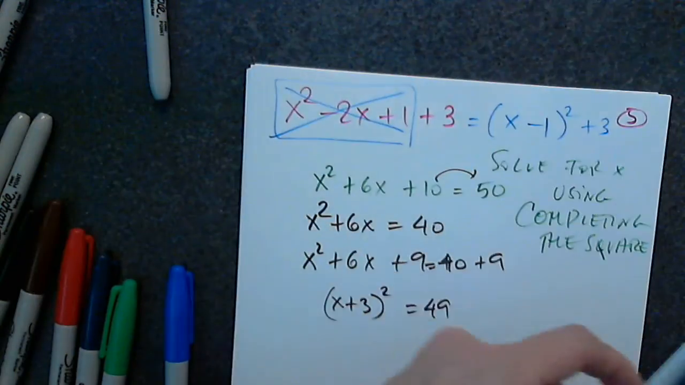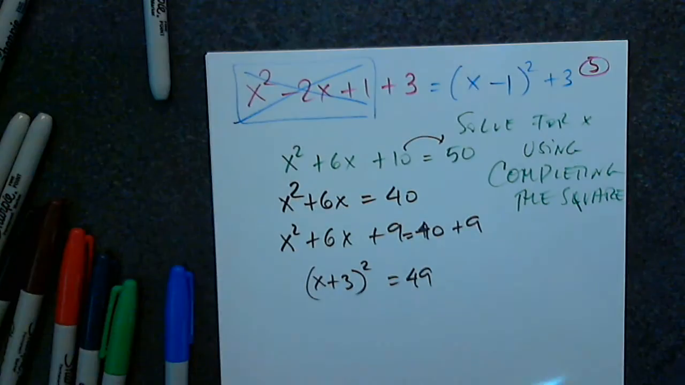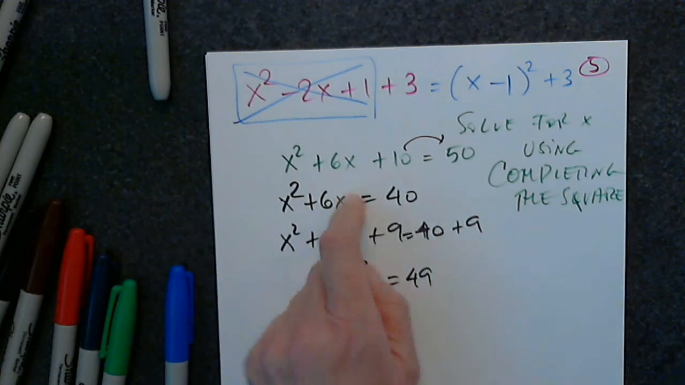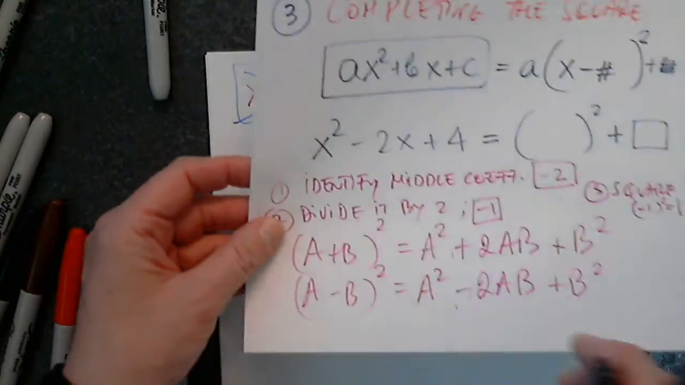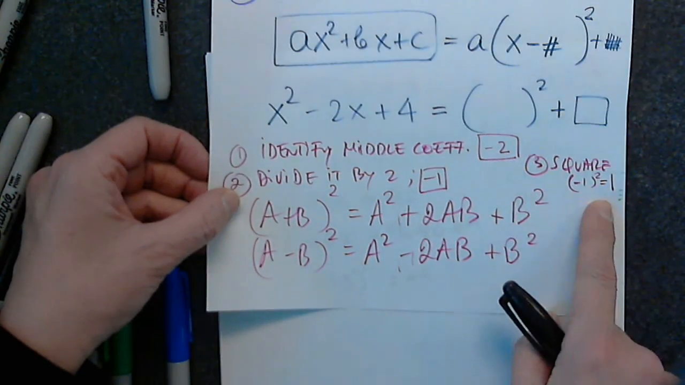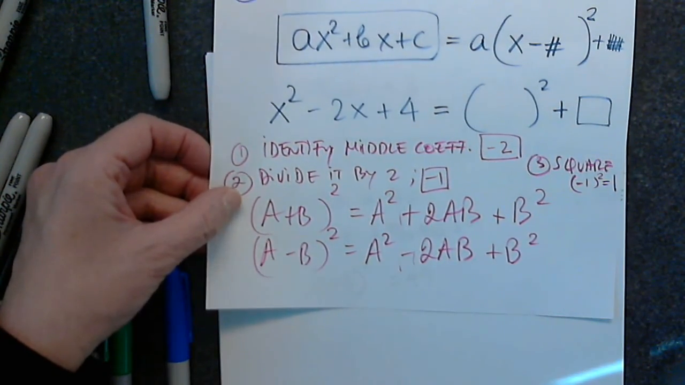Yes, please. You had a question. How did we get 9? I identified the middle coefficient, 6. I divided it by 2. I got 3. I squared 3. I got 9. So these are the steps. We presented the steps in the method. Identify the middle coefficient, divide it by 2, and square the number. These are the steps in the method of completing the square.